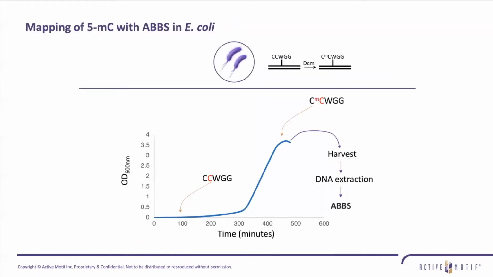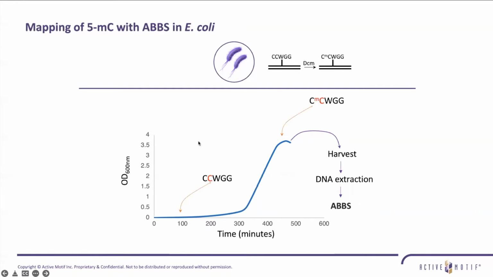So, a few results. We mapped 5mC with ABBS in E. coli, and we used E. coli simply because it's a small genome and very cheap to sequence, and secondly because we know exactly where methylation occurs. In E. coli, methylation occurs at the second cytosine of the CCWGG motif, and it is methylated by the DCM enzyme.